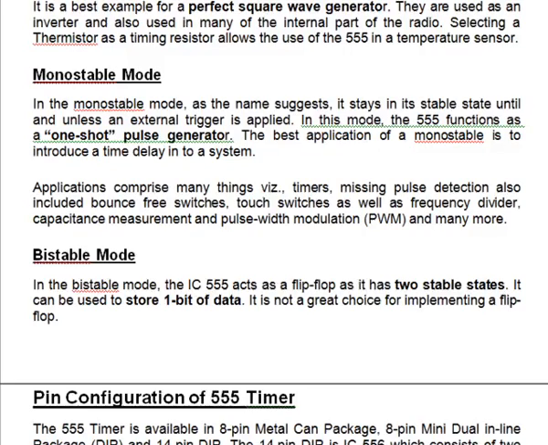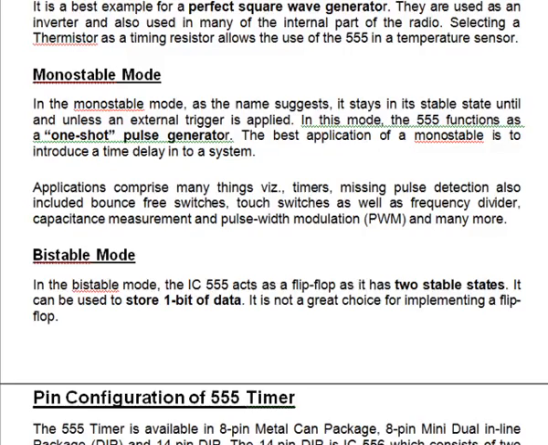Applications comprise many things, such as timer, missing pulse detection, also bounce-free switch and touch switches, as well as frequency divider, capacitance measurement and pulse width modulation and many more. Next one, that is Bistable mode.